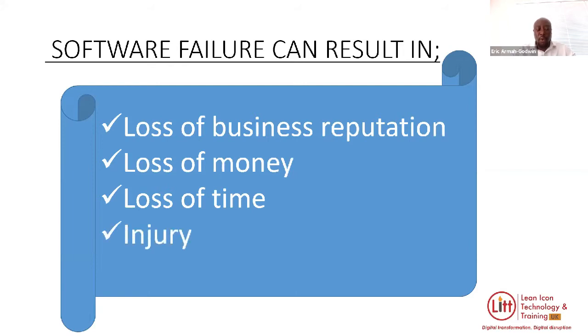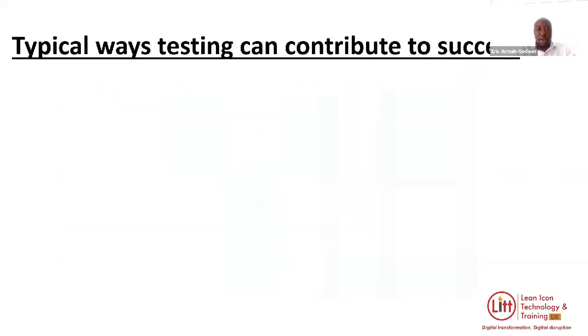Injury as well. We want to avoid injury. And then the last one is death. You know about the Boeing situation. Lives were lost there. That is critical. Even if your phone lets you down or your car lets you down, it can cause issues there, death there. So testing comes in to ensure that we avoid these sort of situations, right?